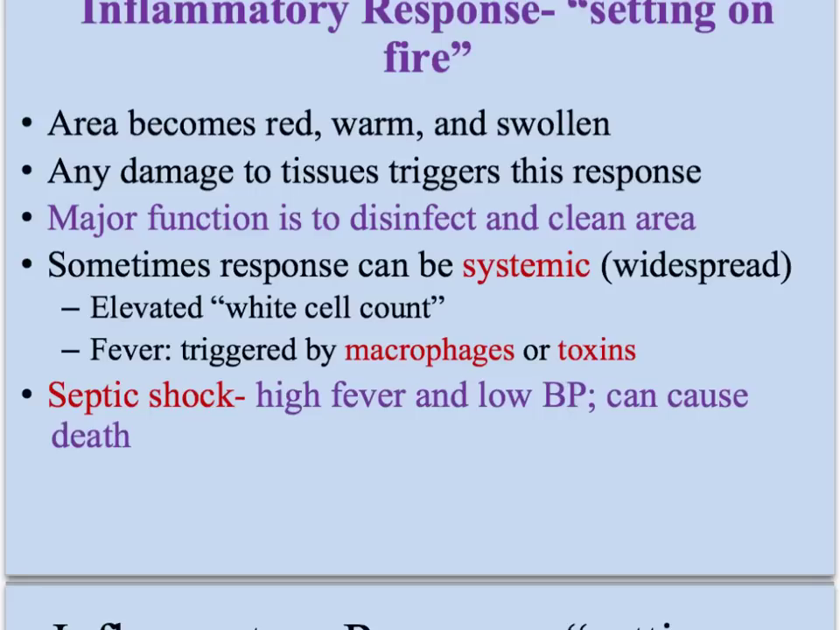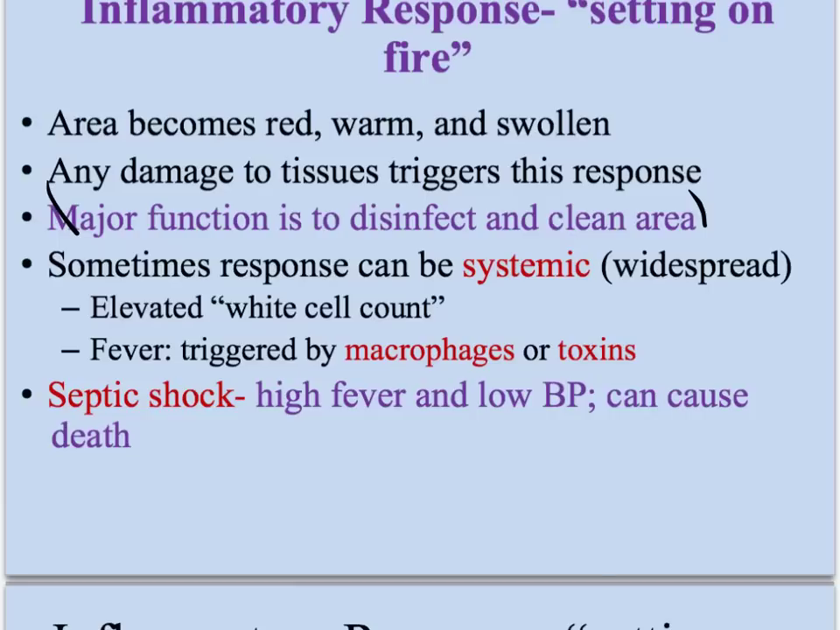Okay, so now, specifically the inflammatory response, this literally means setting on fire. This is where you cut your finger and the area gets red and warm and swollen, kind of hurts a little bit. This will happen to any damage that you've done to yourself. So any sort of cut, poke, scrape, it turns red, it swells up a little bit. All right, so the major function of the inflammatory response is to disinfect and clean the area. So that's what it's trying to do every time.